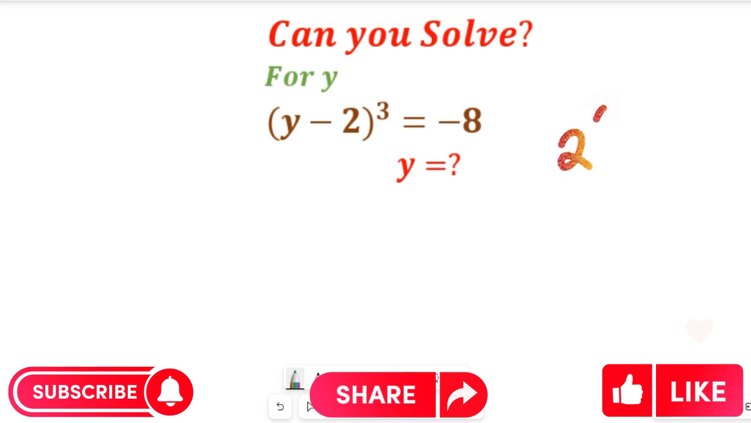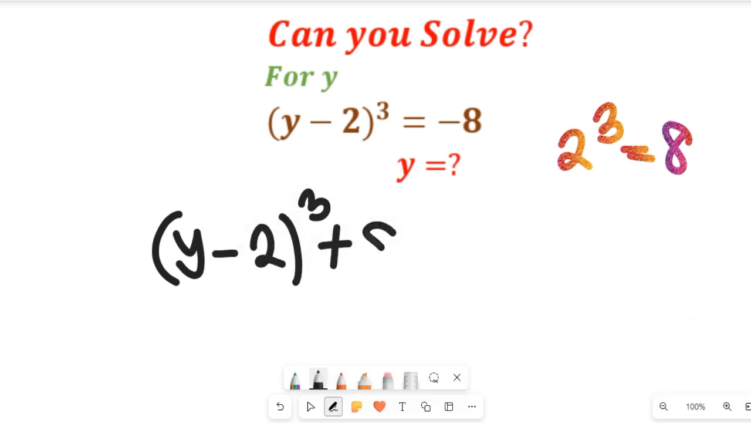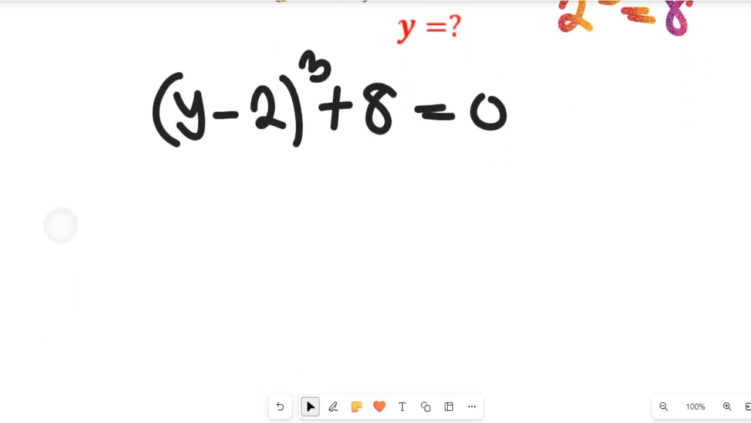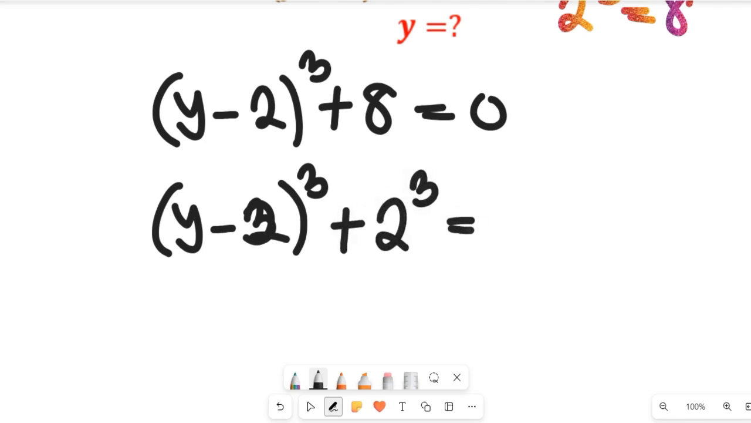2 to the power of 3 can be equal to 8, right? So this expression is now going to give us y minus 2 all to the power of 3 plus 8, and this will be equal to 0 because negative 8 plus 8 is equal to 0. Now let's replace 8 with 2 to the power of 3, and this will give us y minus 2 all to the power of 3 plus 2 to the power of 3, and this will be equal to 0.